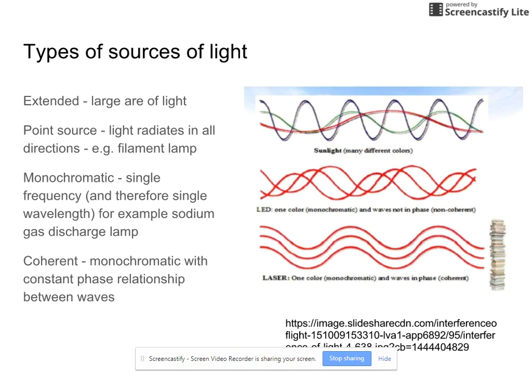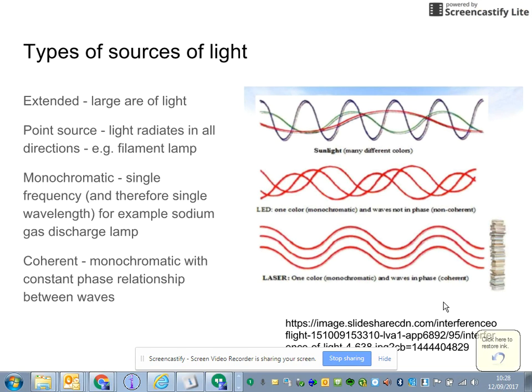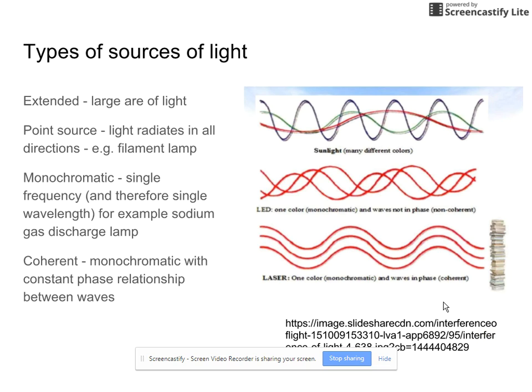It's not a single fixed frequency, but a coherent source is generally what you get from a laser, where all the waves are in exactly the same phase. It's a much more, for want of a better word, intelligent form of light than just the sort of messy light that you get from normal lighting. So what we're talking about this morning is really working with either monochromatic or many frequencies like you get in sunlight.